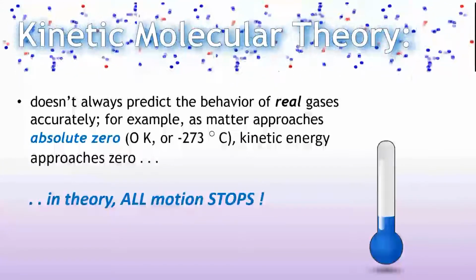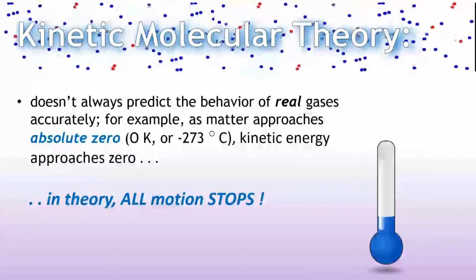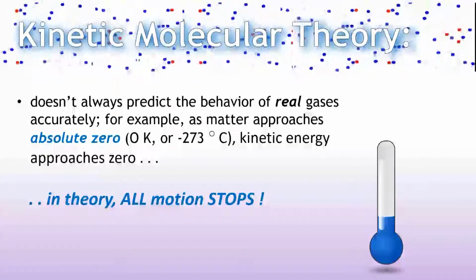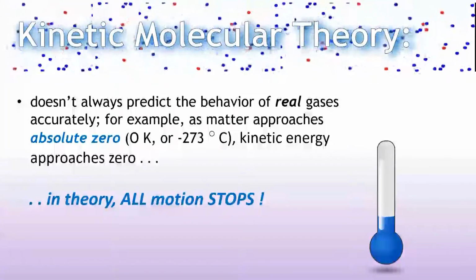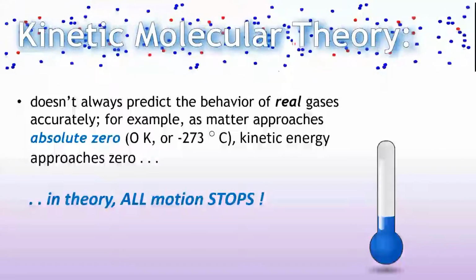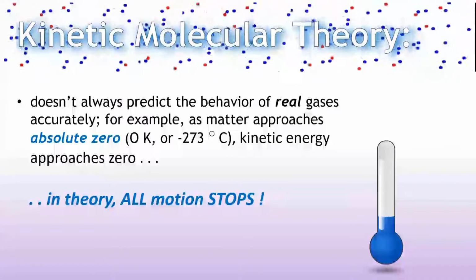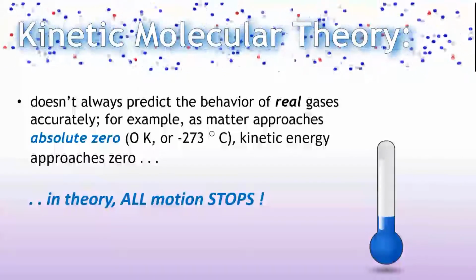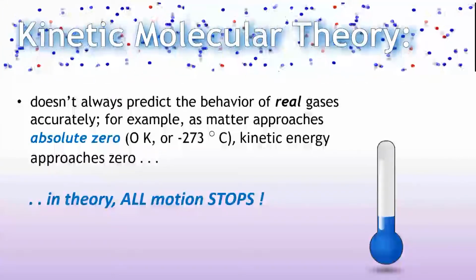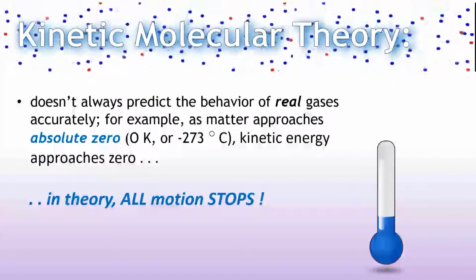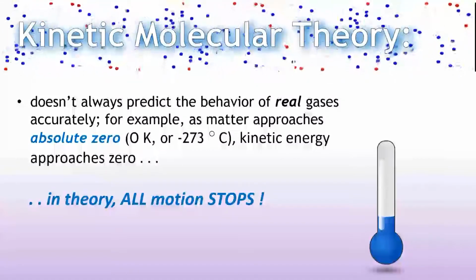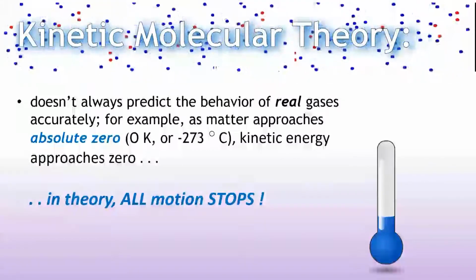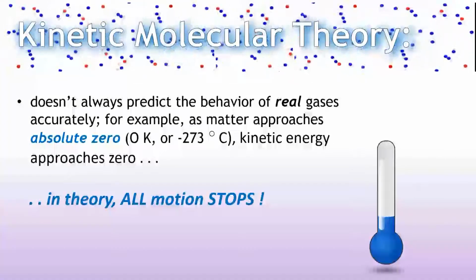Now, one circumstance where we do have to really call out where the kinetic molecular theory really fails at its predictions is when we have conditions of extreme temperature, extremely high temperatures, or extremely low pressures. And the key one is absolute zero. This is a condition where the local temperature is getting so low that it means that kinetic energy of the system is approaching zero, and in theory, all motion could stop. In those circumstances, KMT doesn't really make accurate predictions.